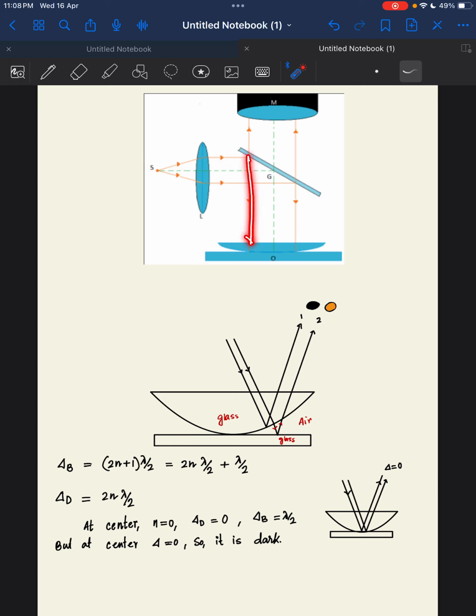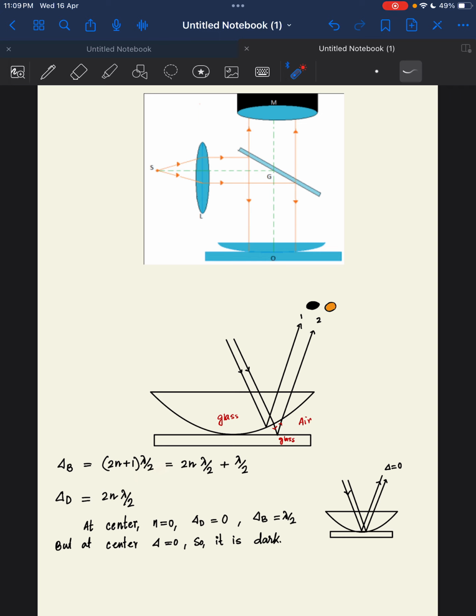And from the plano convex lens, after these light rays come, it will be reflected from the top surface of the glass air film, and it will also be reflected back from the bottom surface of the glass air film. As you can see, between ray 1 and ray 2, there is an extra path difference here. They have not traveled in the same path. So that means certainly ray 1 and ray 2 will have a path difference. Now if this path difference is odd multiple of lambda by 2, then there will be a bright region.